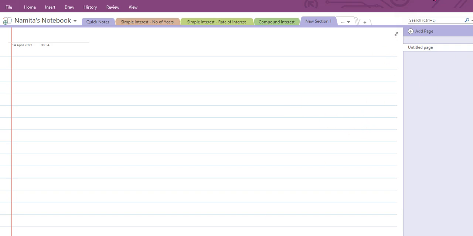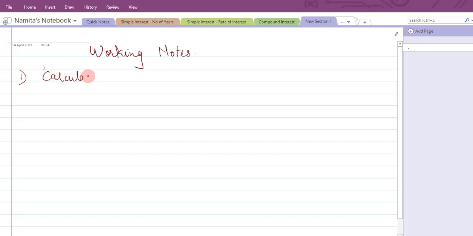So first we will write the working note. First is calculation of ratio. The first calculation is the calculation of ratio.